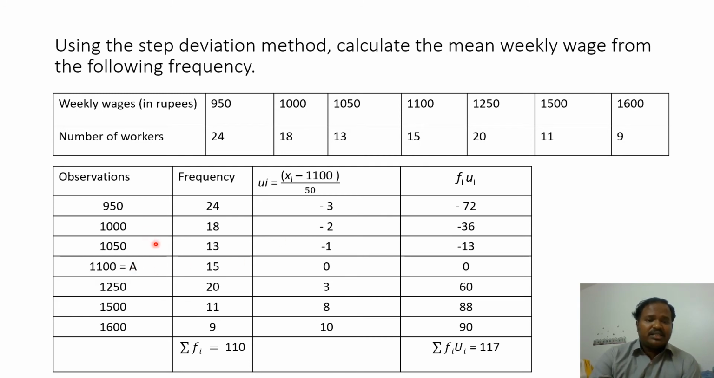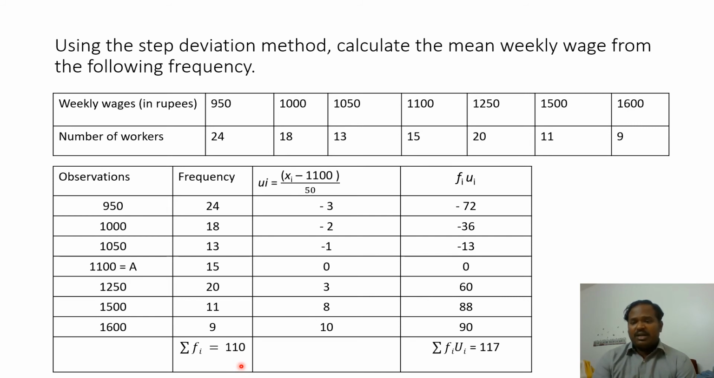Similarly, for the next observation we have 1000 and the assumed mean that you have chosen is 1100. The deviation is minus 100, so minus 100 divided by 50 becomes minus 2. So for one value the deviation is minus 2. For all the 18 observations, it would be together minus 36. The similar method is used to find all the u's, and then f into u, and then you get the sum of all fu and the sum of f.